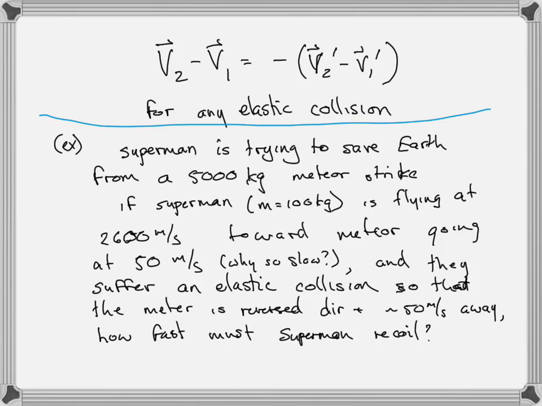The meteor is 5,000 kilograms. Superman, who's 100 kilograms, is flying at 2,600 meters per second towards the meteor going at 50 meters per second. They suffer an elastic collision, so that the meteor is reversed in direction and is then going 50 meters per second away. How fast must Superman recoil from this collision?